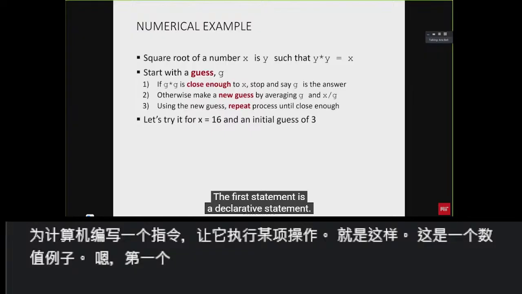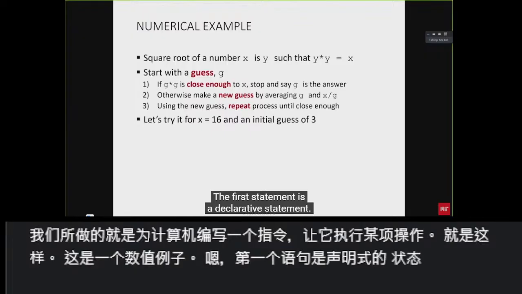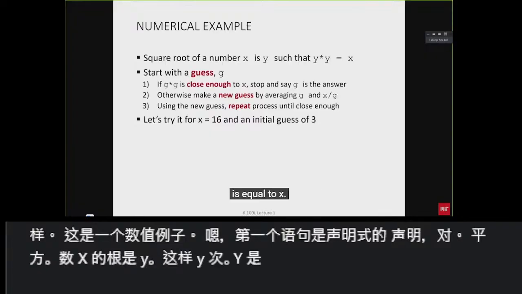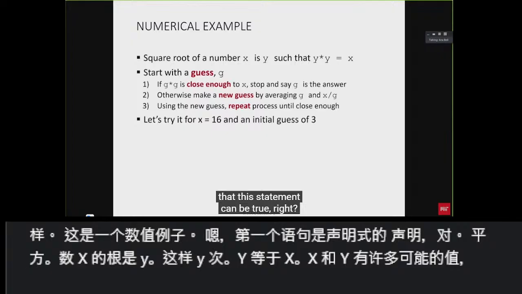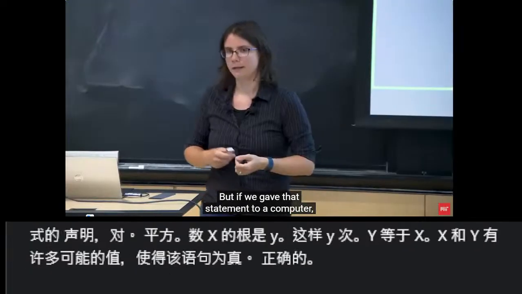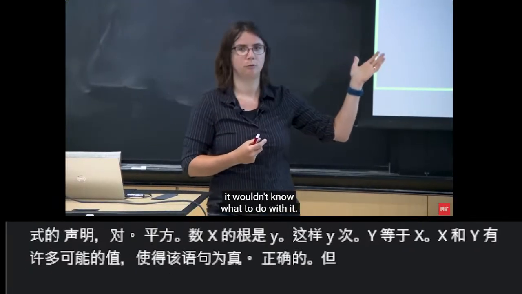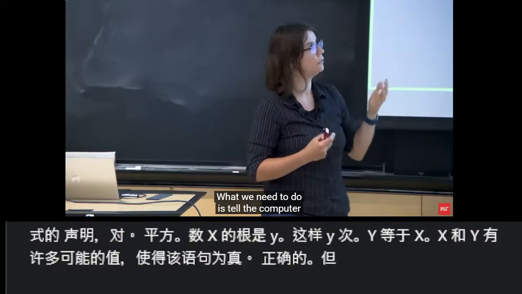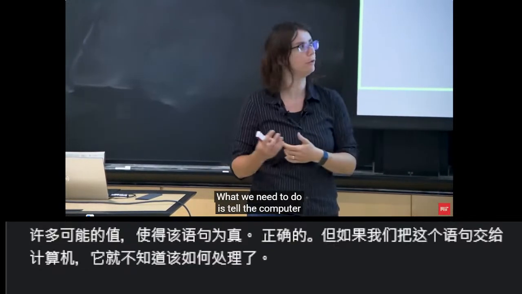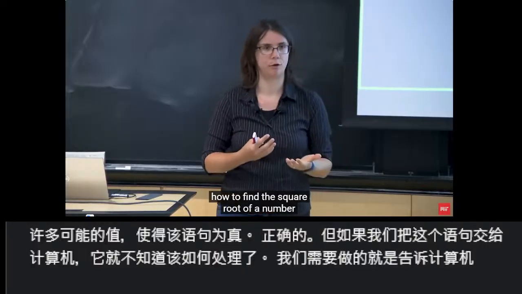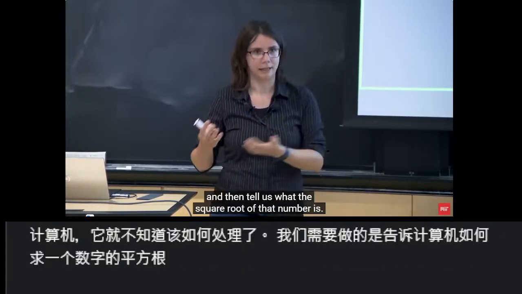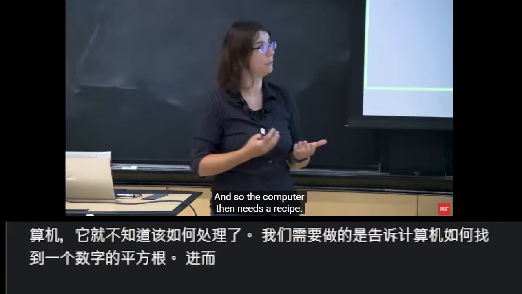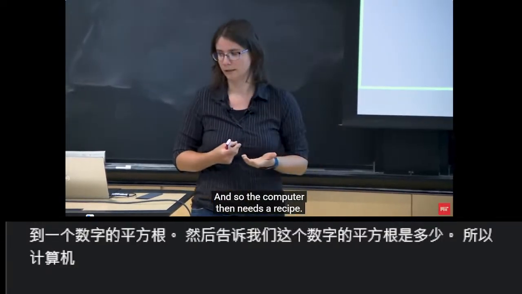So here's a numerical example. The first statement is a declarative statement, right? The square root of a number x is y such that y times y is equal to x. There are many possible values for x and y that this statement can be true, right? But if we gave that statement to a computer, it wouldn't know what to do with it. What we need to do is tell the computer how to find the square root of a number, and then tell us what the square root of that number is. And so the computer then needs a recipe.